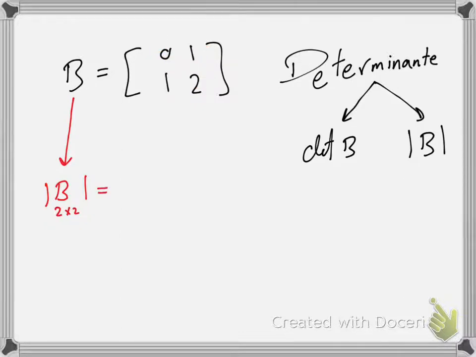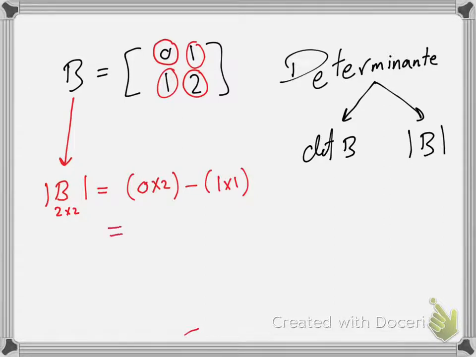Then you can obtain the determinant by 2 brackets, between them subtraction. I will multiply the first number with the second number. Then 0 multiplied by 2. And now the remaining 1 multiplied by 1 will be inside the second bracket. Then the answer will become 0 minus 1, which is negative 1. Then this is the value of the determinant here.